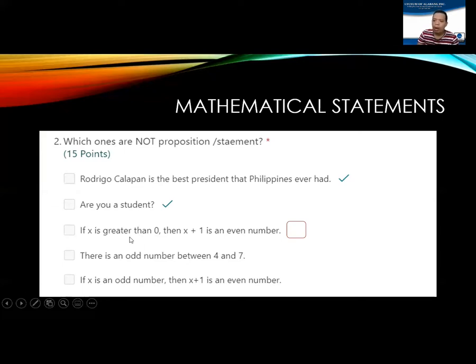So for question number 2, which ones are not a proposition or a statement? The correct answer here is Rodrigo Calapan is the best president that the Philippines ever had, and are you a student?